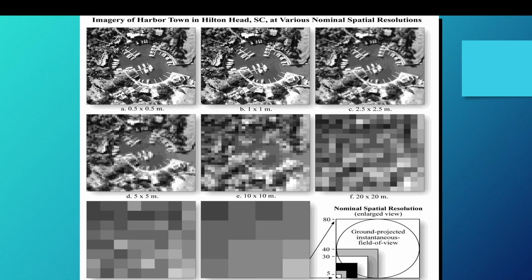So the diagram on the bottom right illustrates the concept of ground projected instantaneous field of view, showing how large pixel sizes cover broad ground areas, reducing the image detail. In essence, this highlights that higher resolution provides more detail and useful information, while lower resolution images lose clarity, limiting their practical use for detailed analysis.